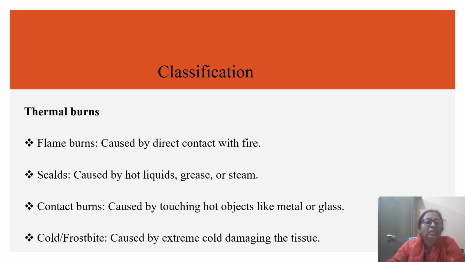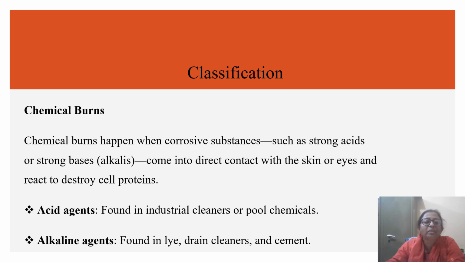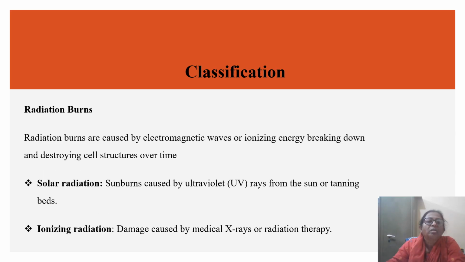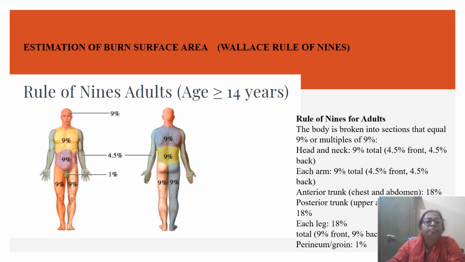Already we have discussed thermal burns, chemical burns by acids or alkaline agents, electrical burns by high voltage or low voltage and sometimes arc flash. Then radiation burns, solar radiation or ionizing radiation. Then estimation of the burn surface area by the Wallace rule of nines.